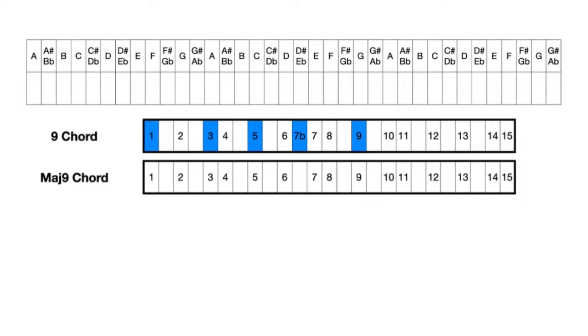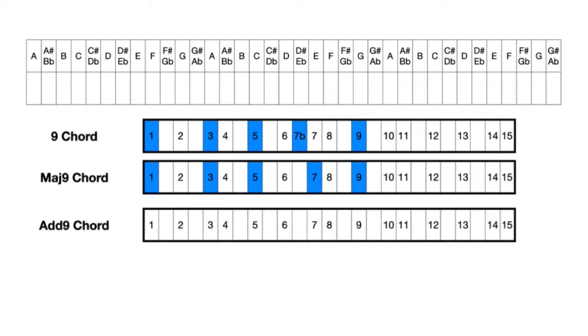A major ninth chord would be the 1, 3, 5, the actual 7th, and the 9th. So it's a major 7th chord plus a 9th on top. Makes a major 9th. An add 9 chord, if you ever see that, however, that's just a major chord plus a 9. It skips the 7 altogether.